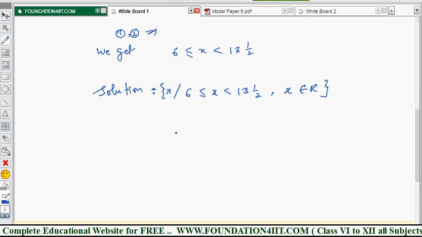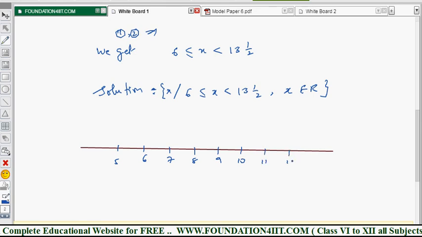Now we will represent this on the number line. Here the x value is from 6 to 13 and half. So you take 5, 6, 7, 8, 9, 10, 11, 12, 13 and 14, because 13 and half. Now you should take the line from 6, not 5, because 6 is also included. 6 is less than or equal to x, that means x is greater than or equal to 6. 6 is included.